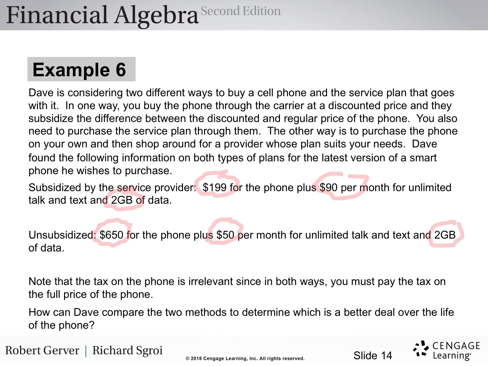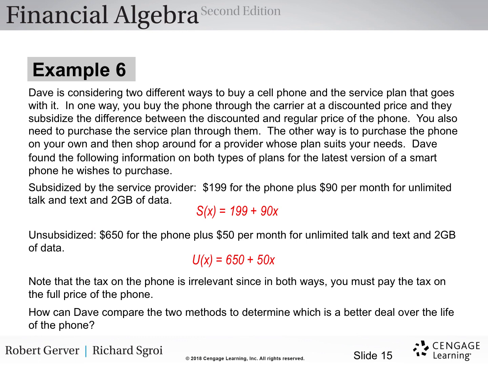Note that the tax on the phone is irrelevant, since in both ways you must pay the tax on the full price of the phone, okay? So whether you pay $199 or $650, you're still going to have to pay the tax as if it were $650. How can Dave compare the 2 methods to determine which is a better deal over the life of the phone?